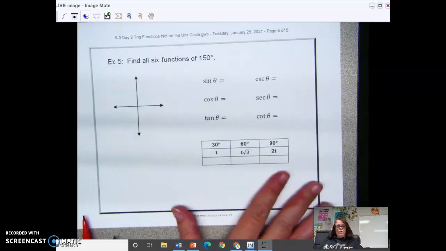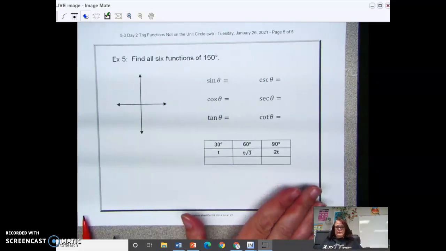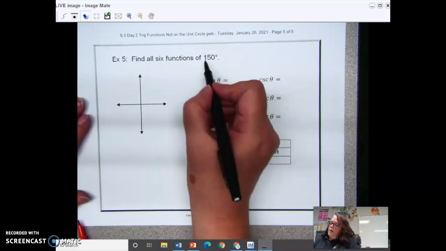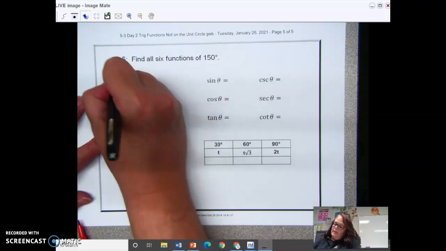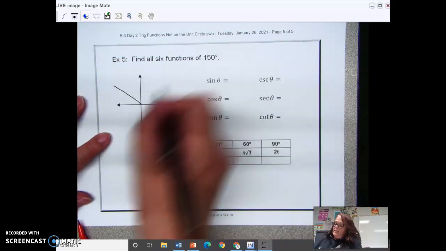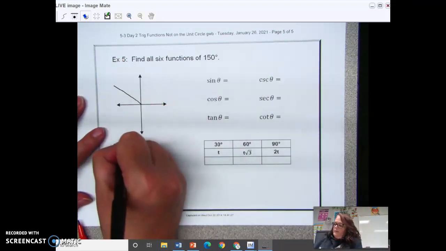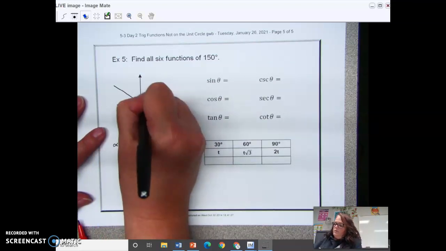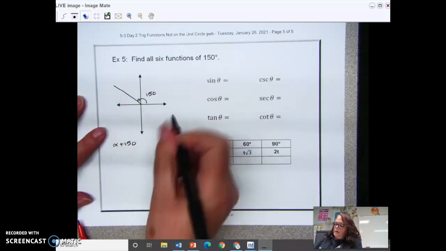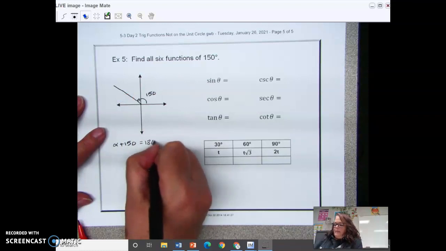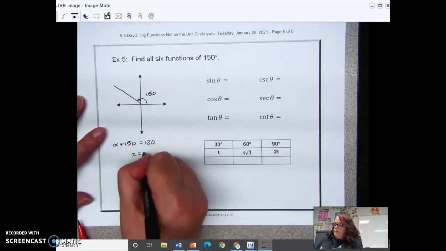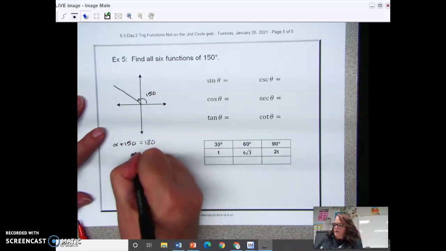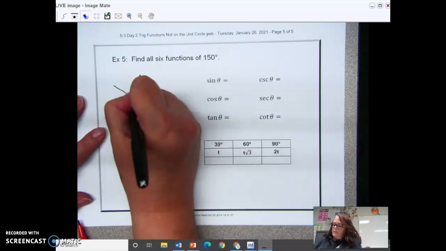I want to get to one more problem here that's really important. So we're talking about all 6 functions of 150 degrees, which is in the second quadrant. And so if I say alpha plus 150, because this is 150 right here, gives me 180, then if I subtract 150 from both sides, we get alpha is equal to 30 degrees.